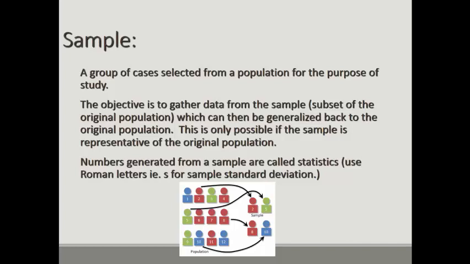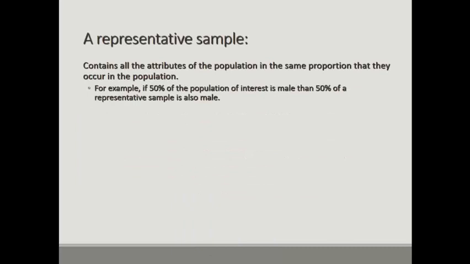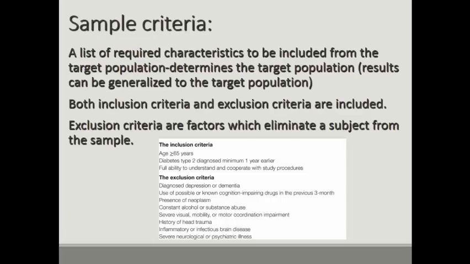We can do that as long as our sample is representative of our original population. Our representative sample contains the same attributes as our population in about the same proportion as they occur in the population. Then we have a good sample. Now, how we collect our sample depends on our goals and also what type of study we are doing.